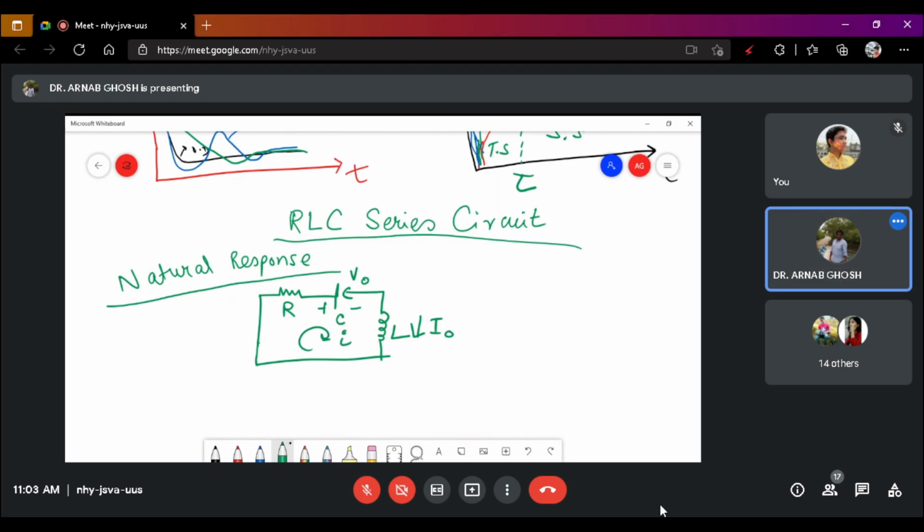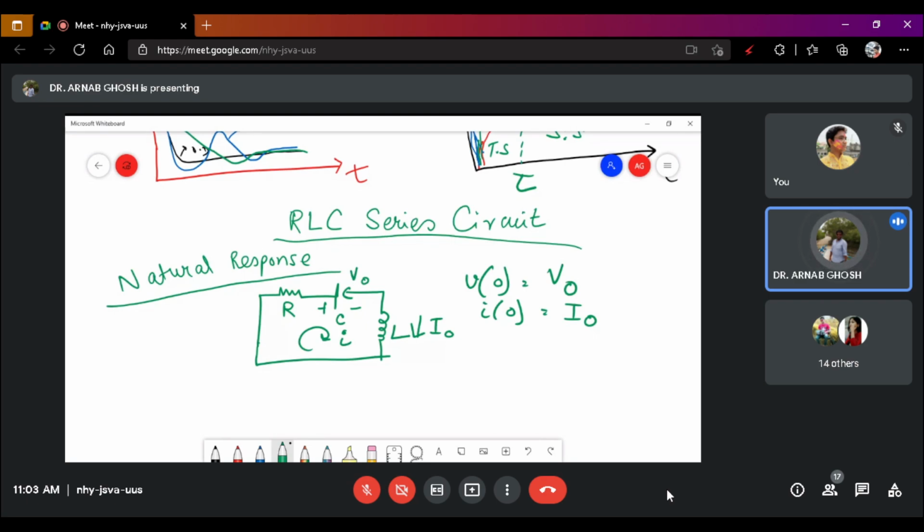Let's say the initial voltage is V0 across the capacitance, I0 is the current across the inductance, and let's say I is the current flowing through the loop. So basically V of 0 is equal to V0, I of 0 is equal to your I0.